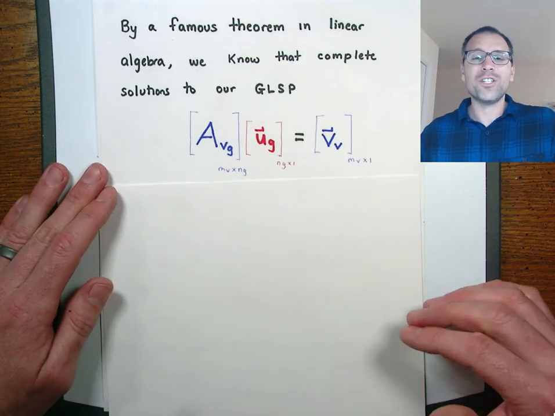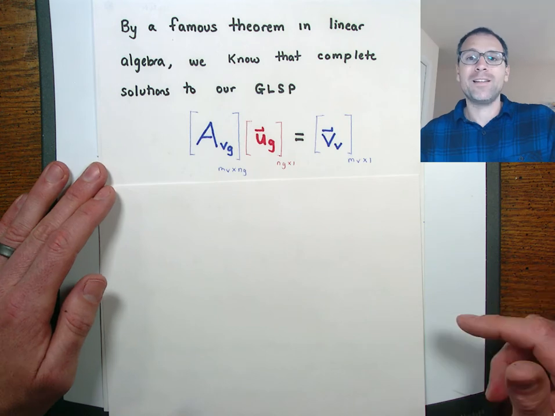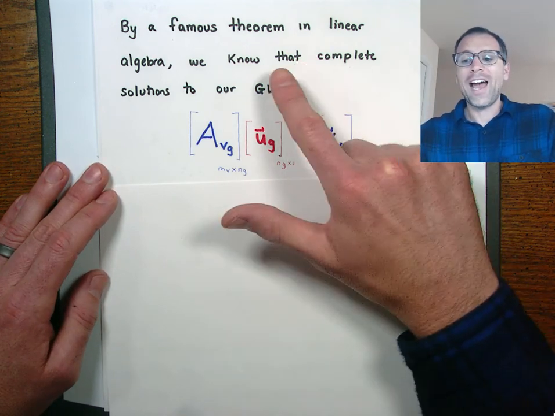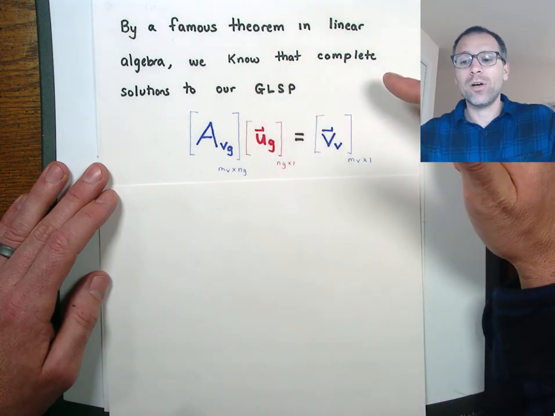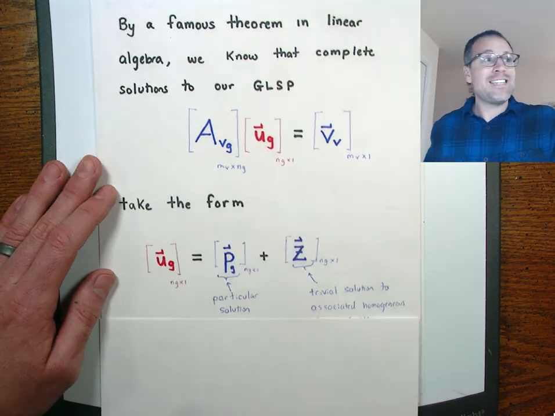But general linear systems problems are to linear algebra what Drake is to current hip-hop. They're very well known amongst math heads. Specifically, we have a famous theorem in linear algebra that says the complete solution to any general linear systems problem takes the form.